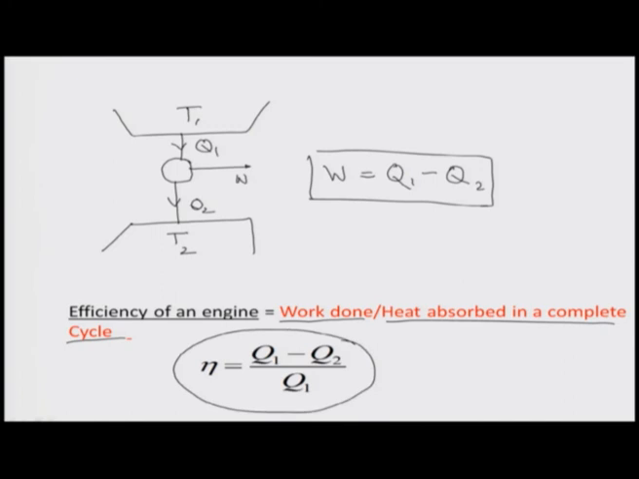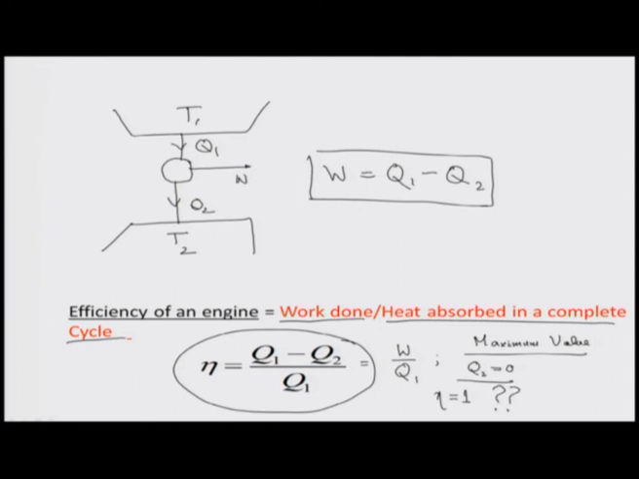So, what could be the maximum value of this? What is the maximum value of it? I can write eta as W by Q1. The maximum possible value is when I can set Q2 equal to 0, then eta will be 1. Now, it is a big question.